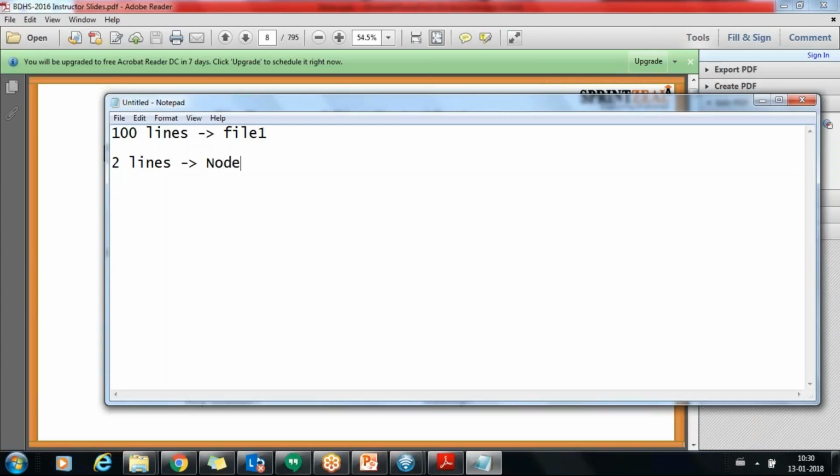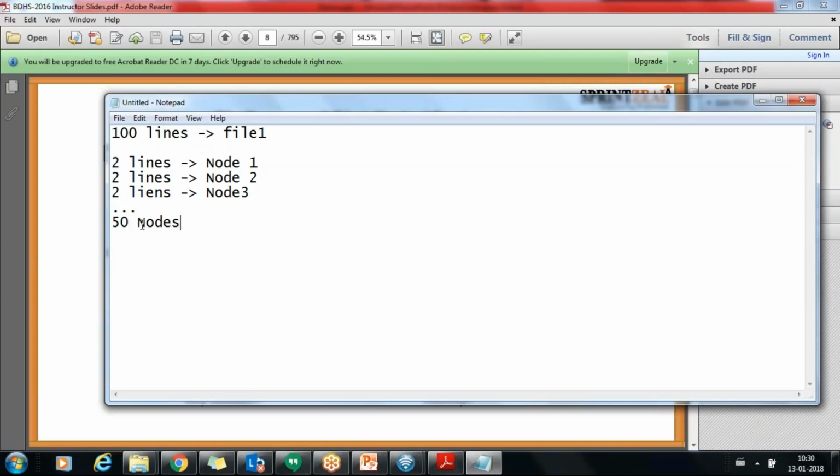So let's say two lines go to node number 1, another two lines go to node number 2, and the next two lines go to node number 3. In this way it will go. Then how many nodes will be required to process this? How many nodes do I need if I put two lines in one? So total 50 nodes, right? 50 nodes.